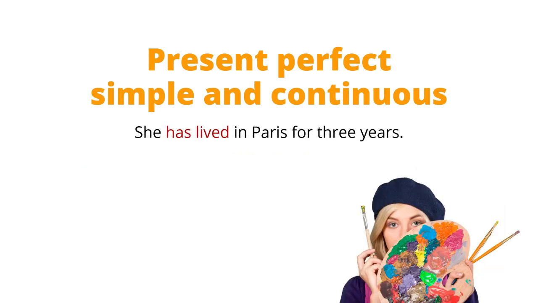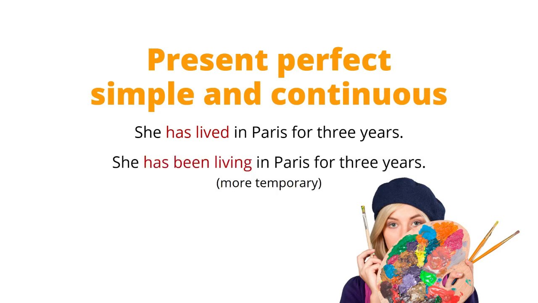Another aspect that we could look at when comparing simple and continuous forms is this. She has lived in Paris for 3 years. Okay, as we've seen, this is something that started 3 years ago and we presume is still true today. But we can also say she has been living in Paris for 3 years. And often this continuous form has a more temporary feel to it.